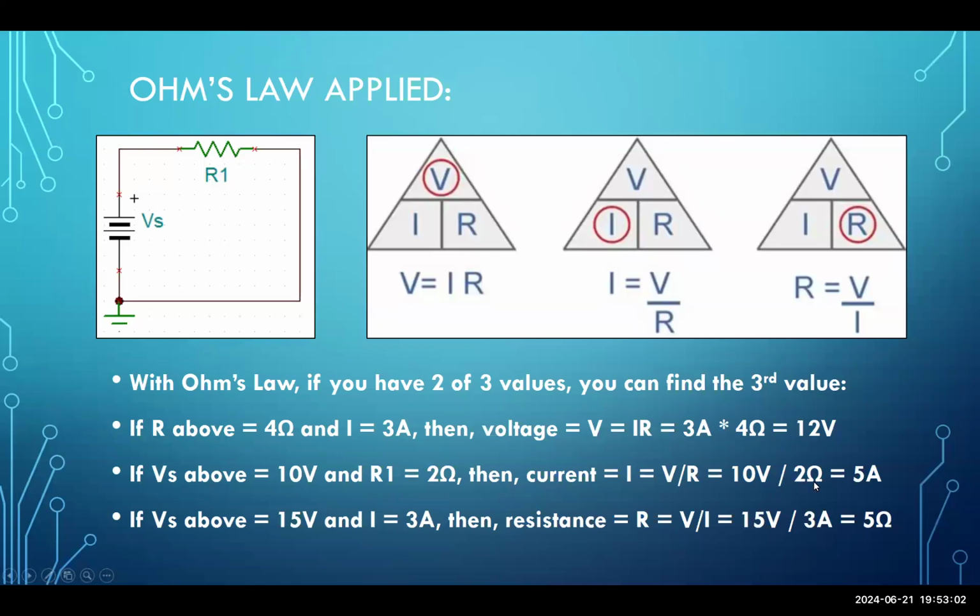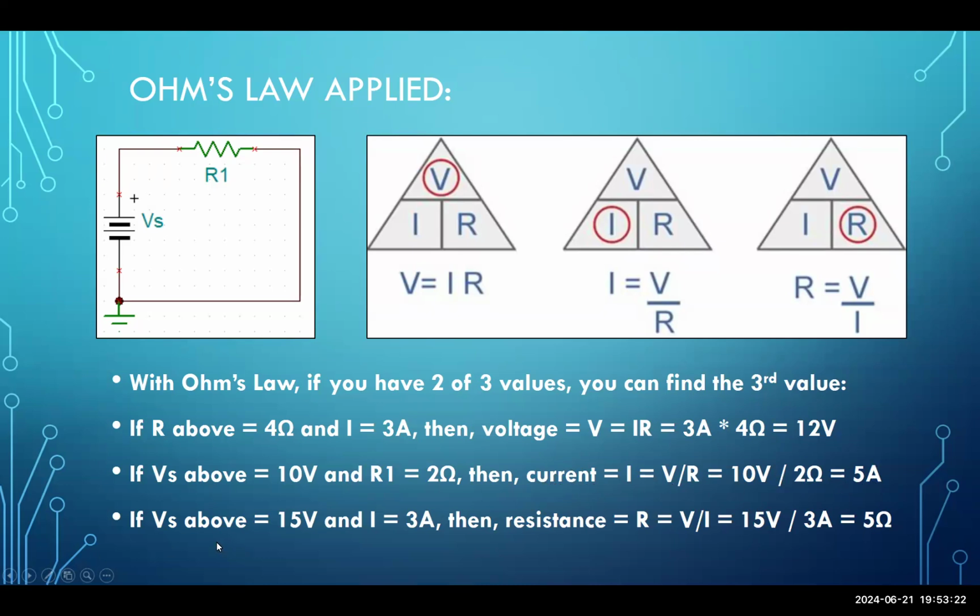Again, you don't need a calculator for this. What's 10 divided by 2? 5. But 5 what? 5 apples, 5 oranges? No, we're calculating current. So current, if you go back to our table, is measured in units of amperes. What's the symbol for amperes? Capital A.